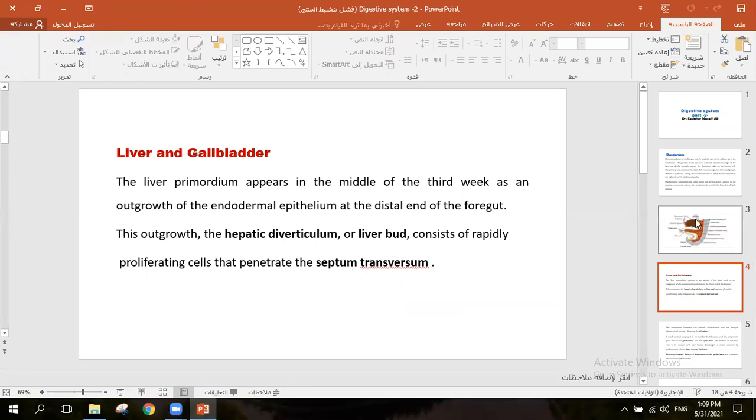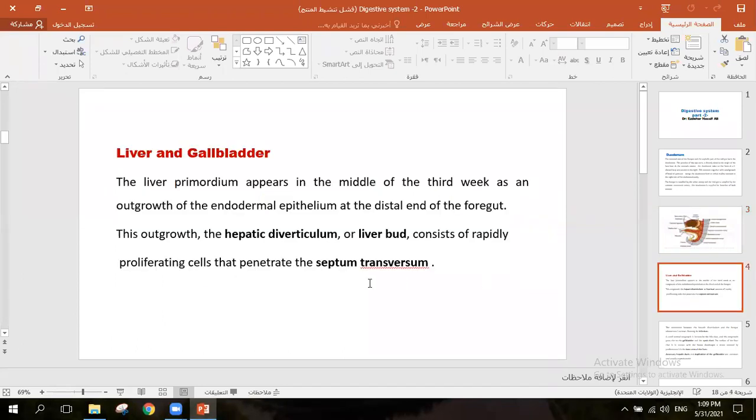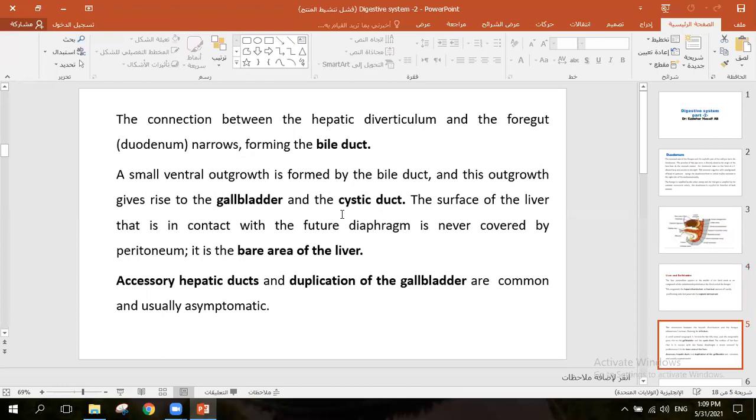إذن الليفر هنا هو جزء من الفورغت اسميه hepatic diverticulum أو أسمي الليفر بود will appear at the middle of the third week, and there are proliferating cells that will penetrate the septum transversum. The connection between liver bud, hepatic diverticulum, and foregut اللي هي duodenum الجزء will narrow and form the bile duct. The bile duct, قناة الصفراء. Then the connection, الربط بين liver bud and duodenum, will form the bile duct.